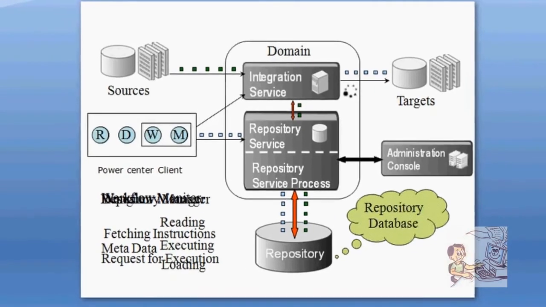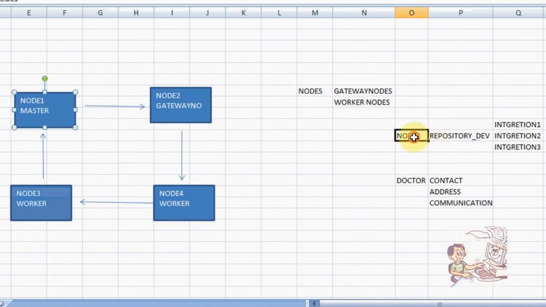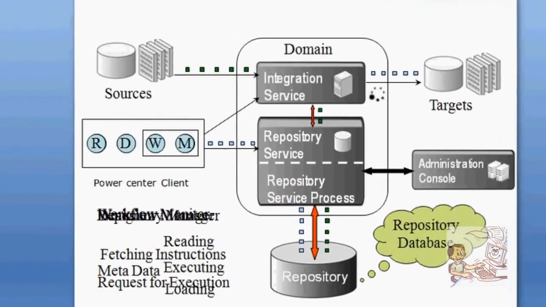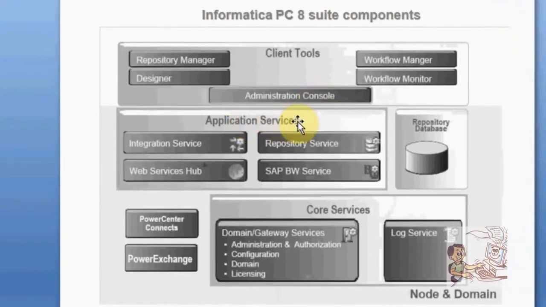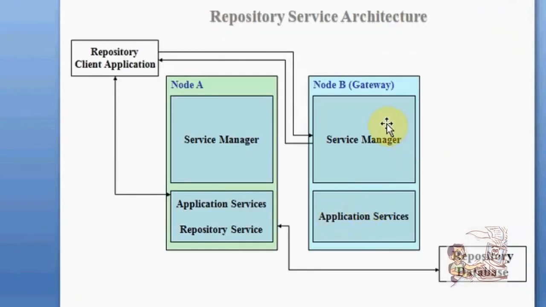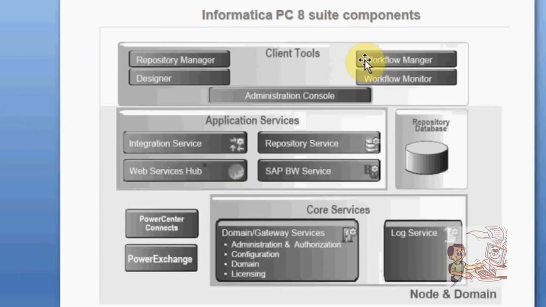See here, on node 1 we created one repository. This repository contains multiple integration services, so we can use I1, I2, I3. This is the architecture part of the application services, core services and application services. Each and every node contains its own core services and application services. Then we can start the client part.